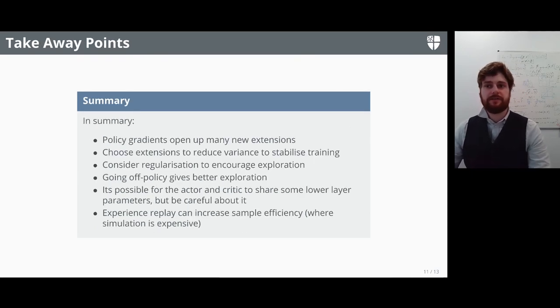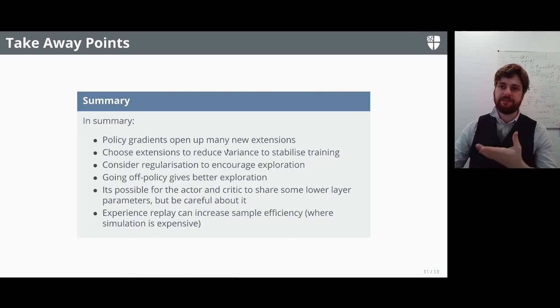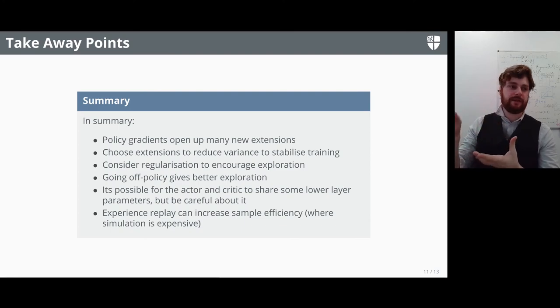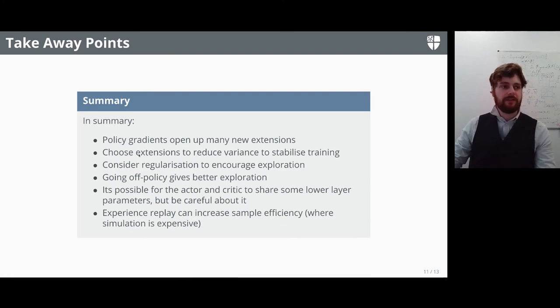All right, so that concludes this lecture. In summary, we've seen that policy gradients open up many, many new extensions, and the foundations that have been taught today lead into many, many new papers around these variants where you've got this actor and this critic working together. But there are lots and lots of extensions available and they mainly have this bias-variance trade-off problem. So try to choose the extensions that reduce the variance, which helps stabilize the training overall.